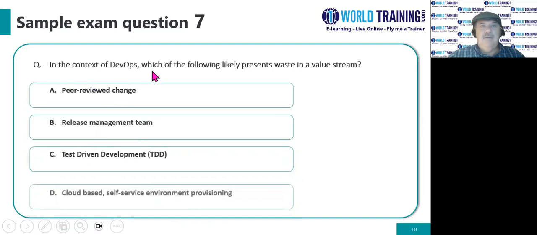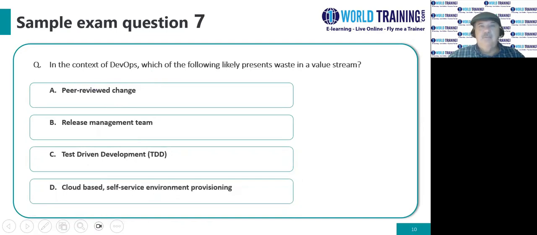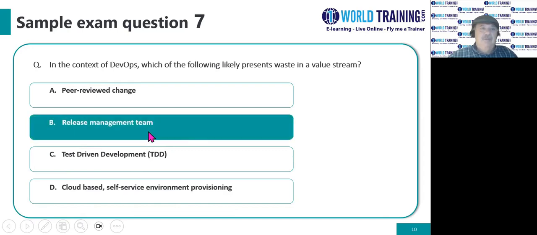In the context of DevOps, which of the following likely presents waste in a value stream? Peer-reviewed changes, not necessarily. Release management team, could be. Test-driven development is usually more optimal. Cloud-based self-service is not waste. So I'm guessing the release management team. Yeah, because you want to automate the release decisions as much as possible.